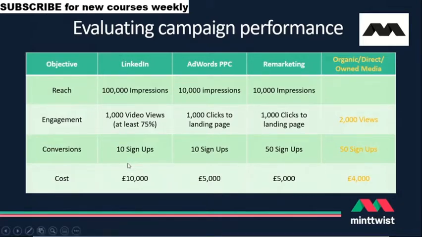When we look at the individual channels, if we want to talk about the cost per sign up, the direct sign-ups from the LinkedIn channel, it's £10,000 divided by 10 sign-ups equals £1,000. AdWords, £5,000 divided by 10 sign-ups equals £500 for each direct sign-up. And then if we look at remarketing, it's 5,000 divided by 50, it's only £100. So on the face of it, we might think that remarketing is by far the best channel and LinkedIn and AdWords are meaningless.